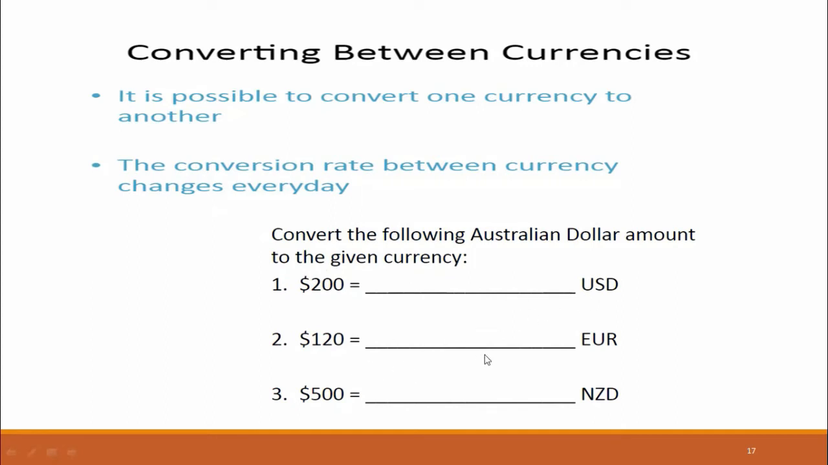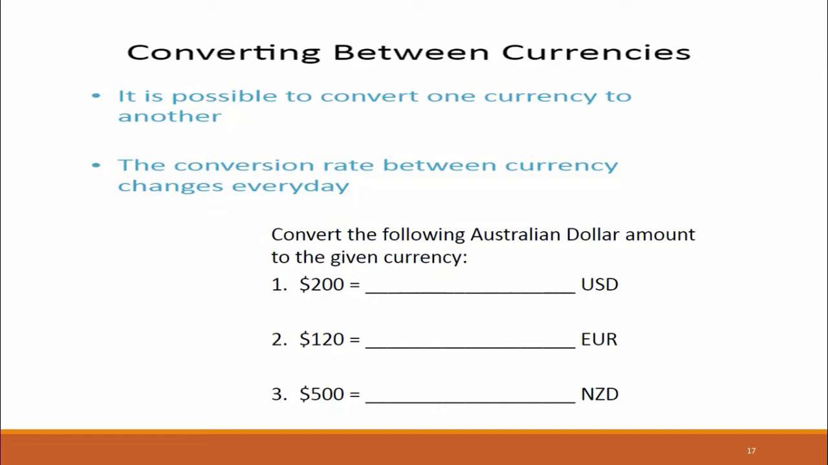In this case, find what one Australian dollar is equal to in euro, then multiply that amount by 120. This Australian amount will be converted to euro. Now, New Zealand dollar. First of all, find what Australian $1 is equal to in New Zealand dollar. Then multiply that amount by the Australian dollar amount of 500. The 500 Australian dollars will be converted to New Zealand dollars.